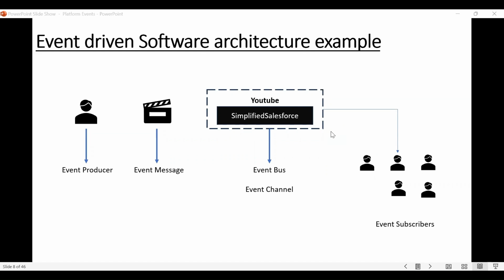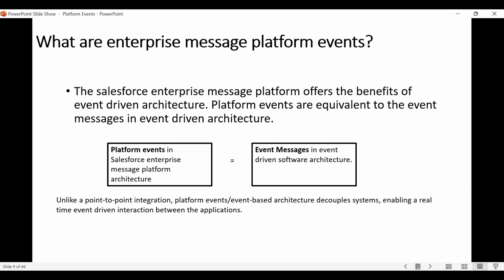So now since we understand how an event-driven software architecture works, let's move forward and understand what is a platform event. So a platform event is nothing but a representation of an event message in terms of an event-driven software architecture. So platform event or platform event messages are equivalent to the event or event messages in an event-driven software architecture. Salesforce Enterprise Message Platform offers us the benefit of event-driven architecture, which is achieved through the platform events.